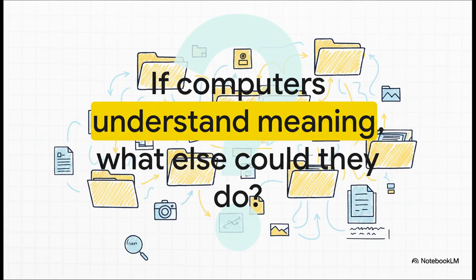And that leaves us with one last pretty mind-blowing thought to chew on. If our computers can truly understand the content of our documents, what comes next? Could they start to anticipate what we need, or automatically summarize our research, or even find hidden connections between ideas that we might have missed ourselves? The potential here is just massive.